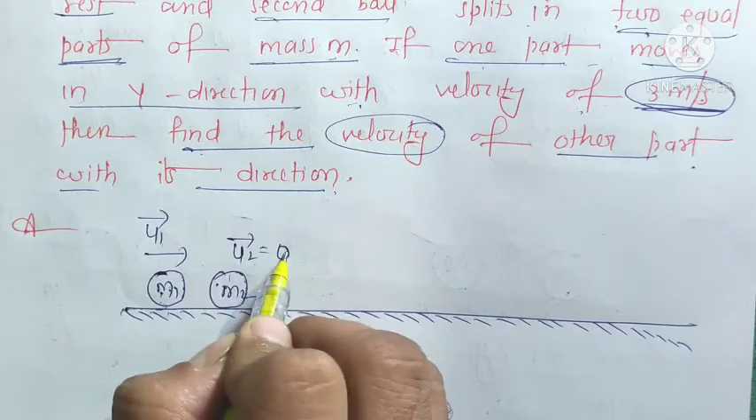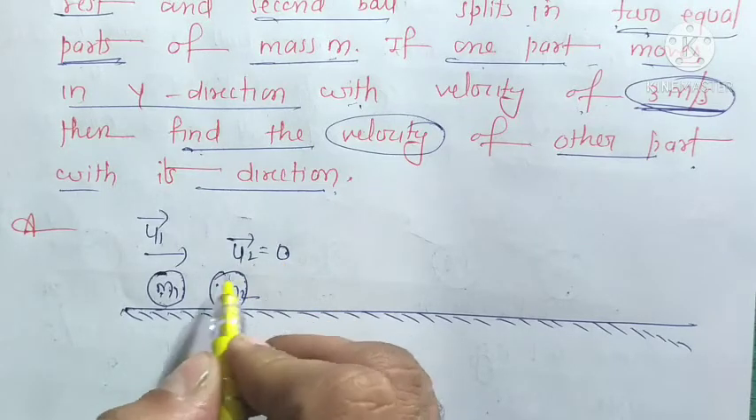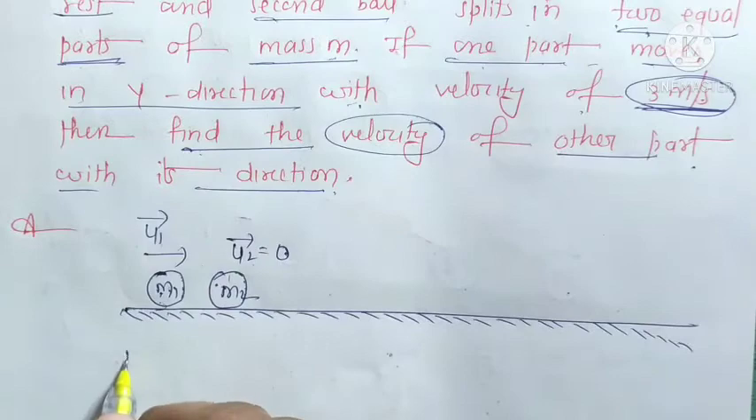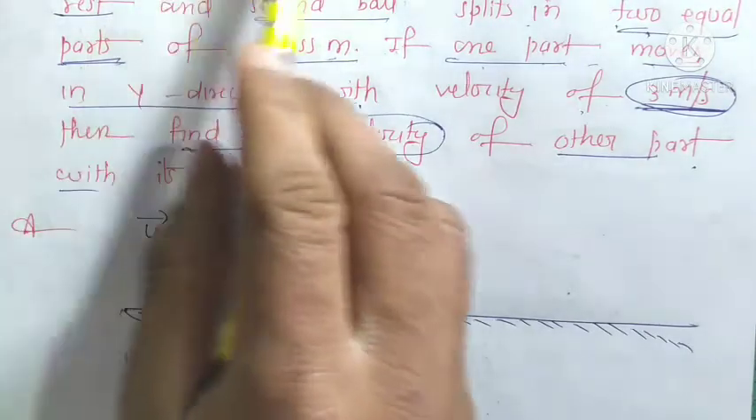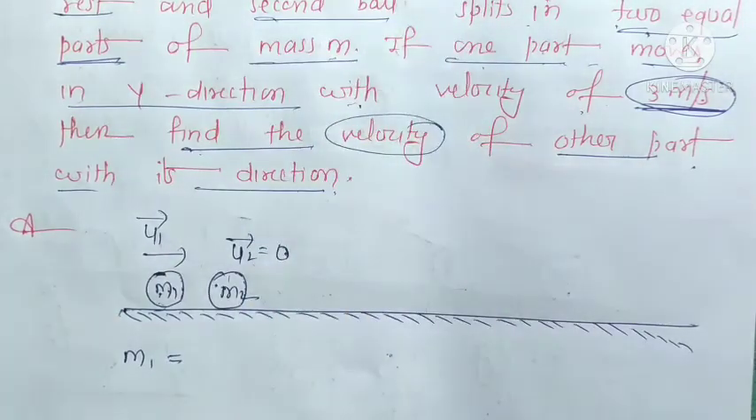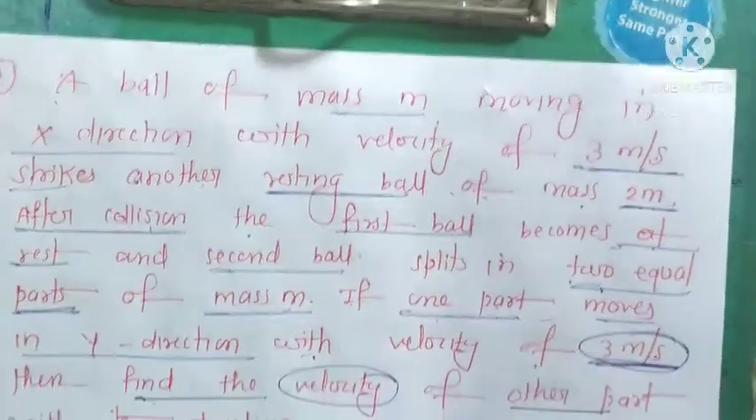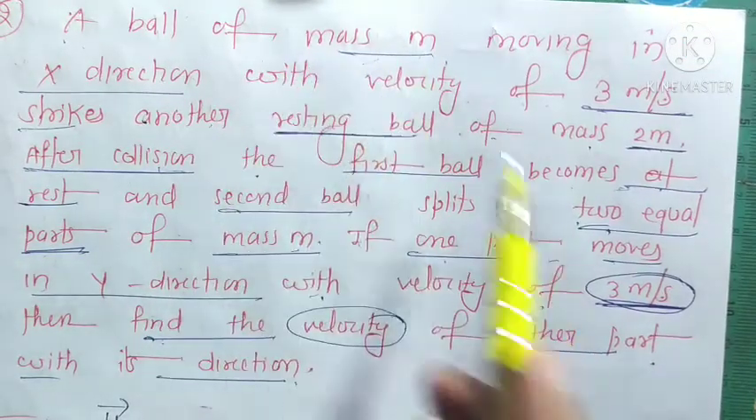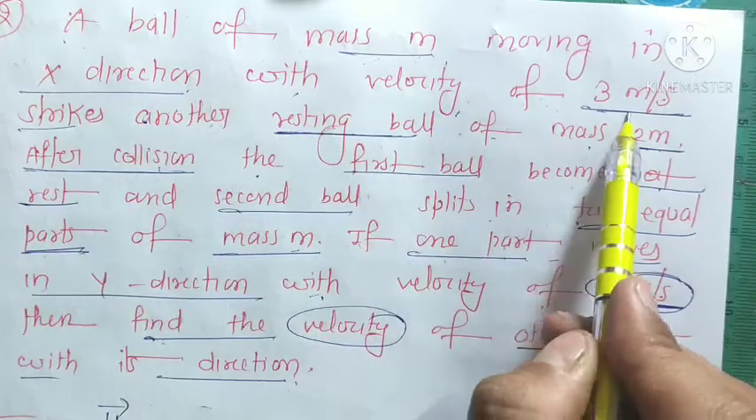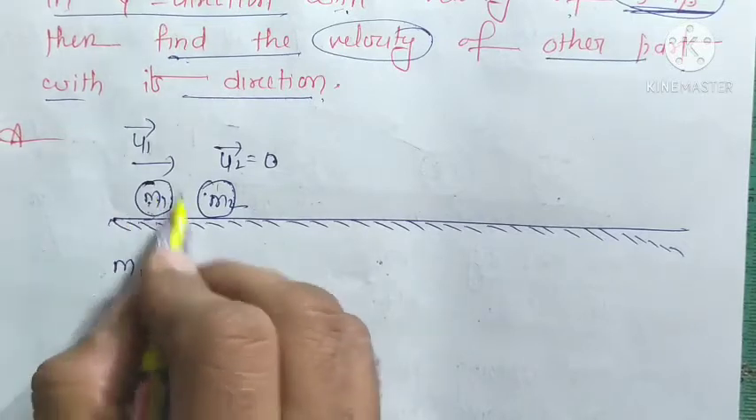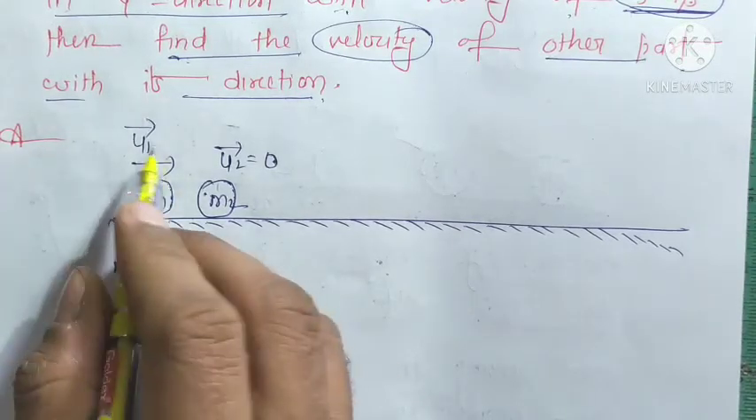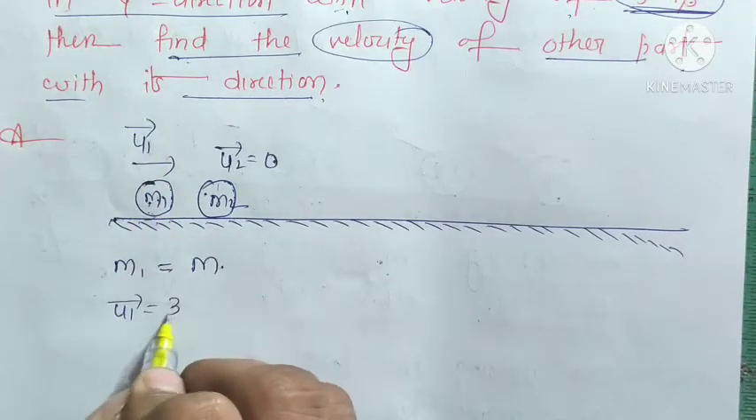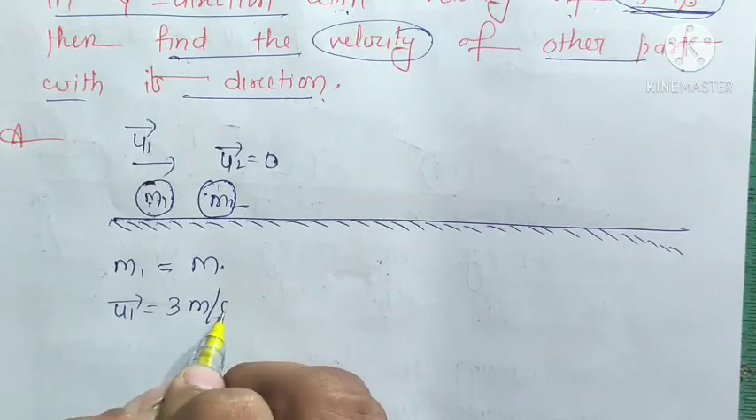u2 is equal to 0 here. And the m1 is already given here. The first ball, having mass m, moves in the x direction with velocity 3 meter per second. So the mass of the first body is m and u1 is 3 meter per second.